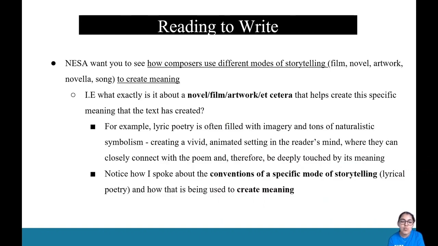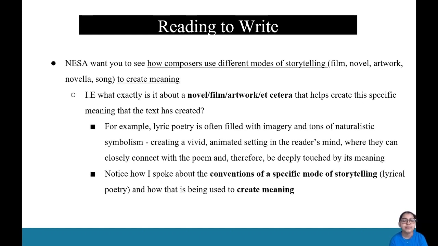So Nessa wants you to see how composers use different modes of storytelling. So that includes films, novels, artworks, novella, songs, right? So how they use different modes of storytelling to create meaning, to have a certain meaning. So this is where we think about what exactly is it about a novel or a film or any piece of media that actually helps create a specific meaning.